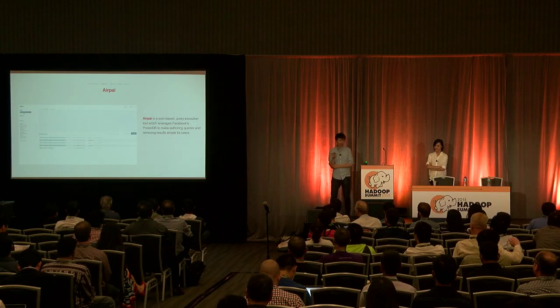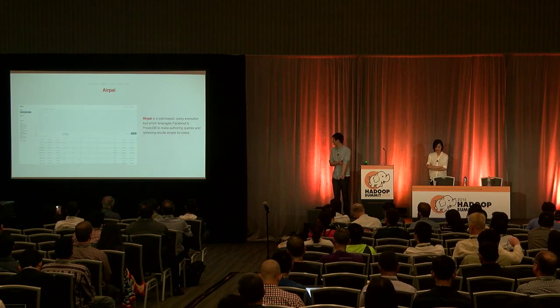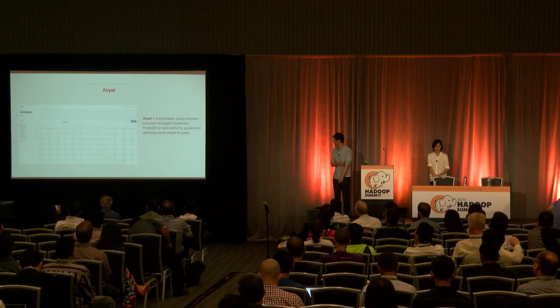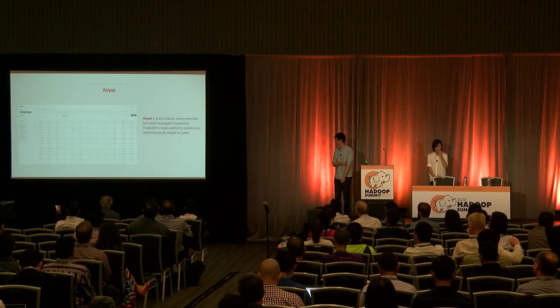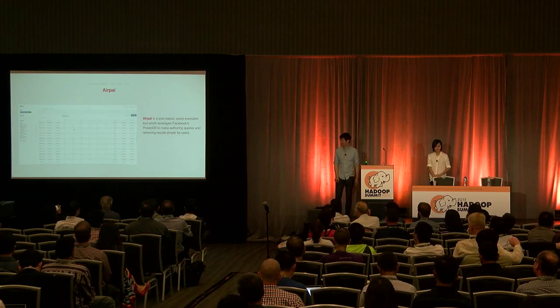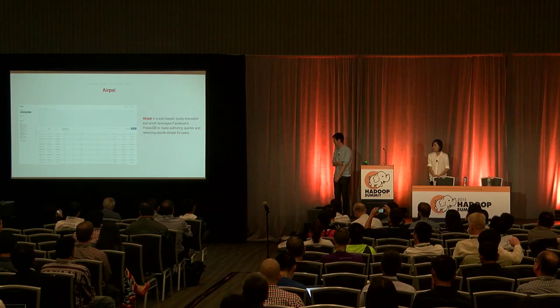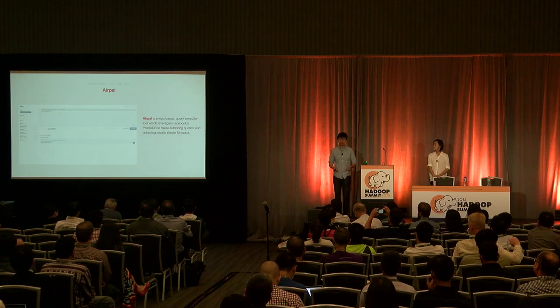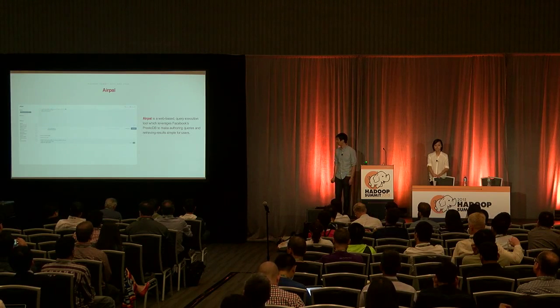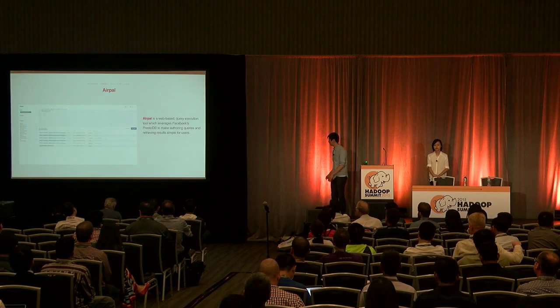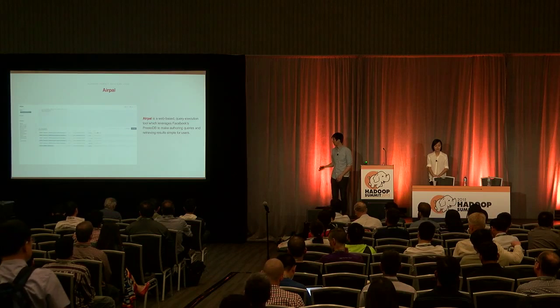Another thing that we use is called AirPal. It's a web-based query execution tool which leverages Facebook's PrestoDB to make authoring queries and retrieving results simple for users. We have probably over 500 tables in our default namespace in Hive. It's pretty messy and kind of hard to go through. We found this tool really helpful for quickly doing ad hoc queries. It makes finding tables easy.